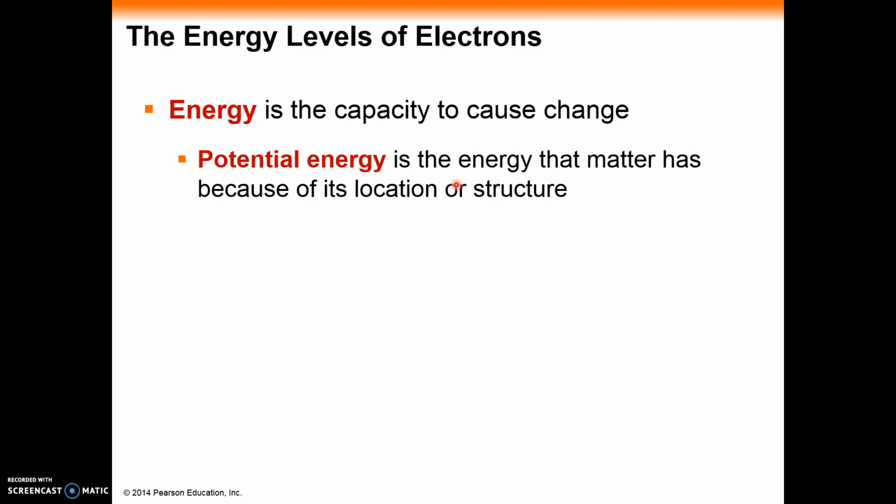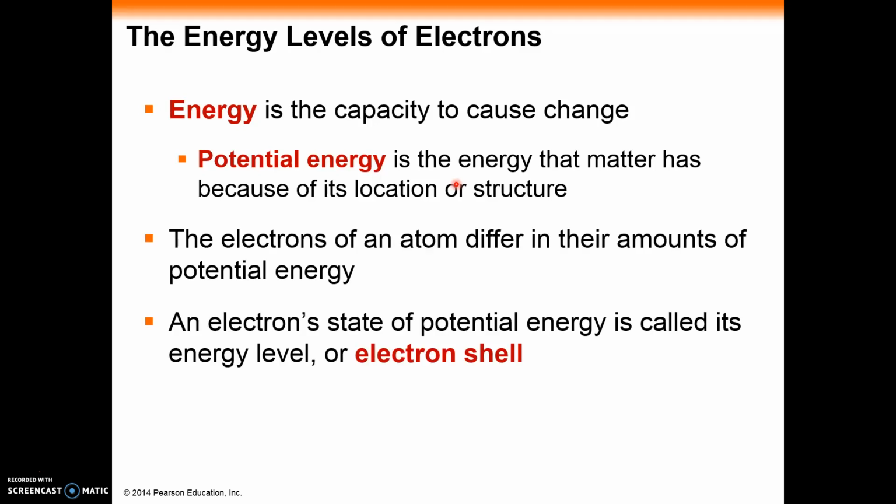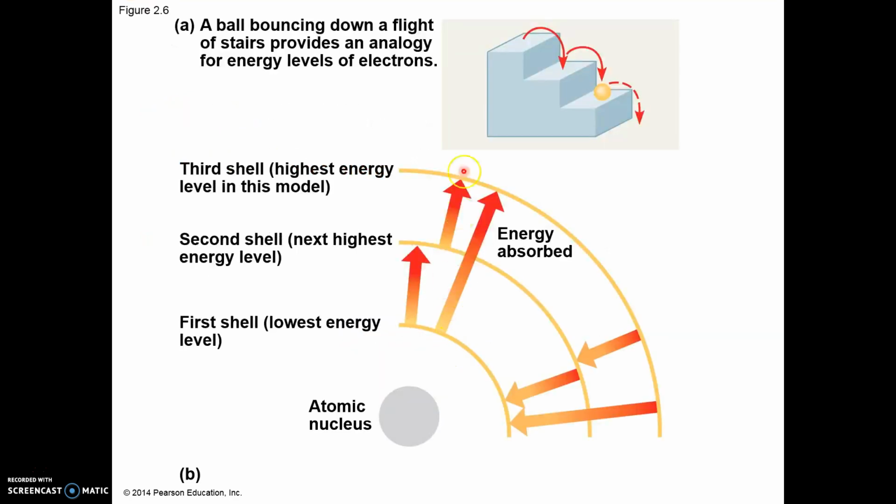Okay? Now, electrons can have different amounts of potential energy. And the state of this potential energy is called its energy level, which will translate into something that we call an electron shell. Okay? This is best explained graphically. So let's take a look at a picture here.